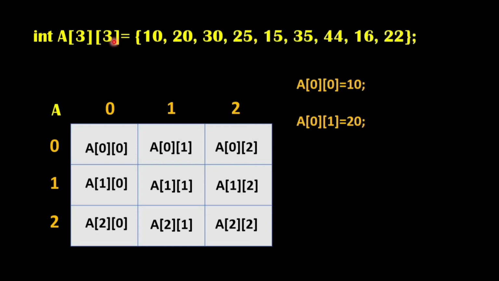That is one method. So the other method you already learnt. Int a of 3, 3 is equal to 10, 20, 30, 25. We are writing all the values like this. So by default it will just divide it into rows and columns because we have declared a of 3, 3. So it will make 3 rows and 3 columns.